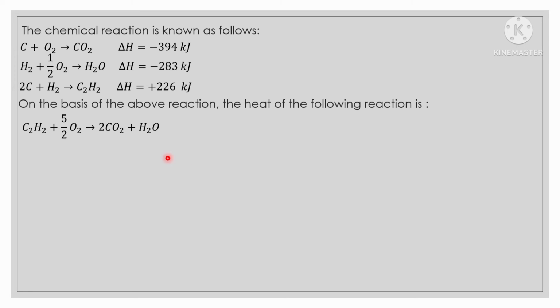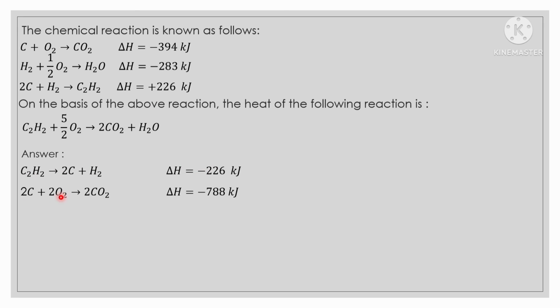So next we will discuss an example of Hess Law. We have a question like this and the answer. First, we have to reverse the third reaction like this, and the value of delta H will change from positive to negative.